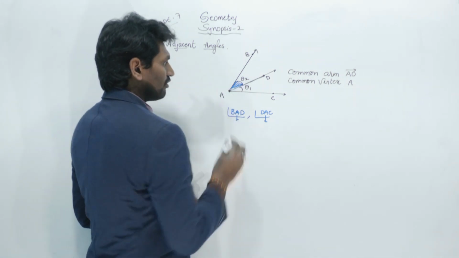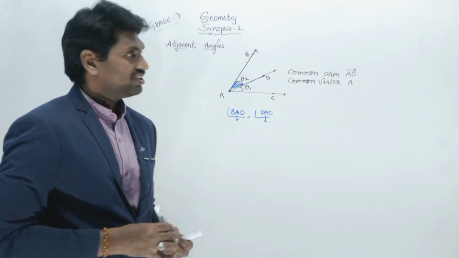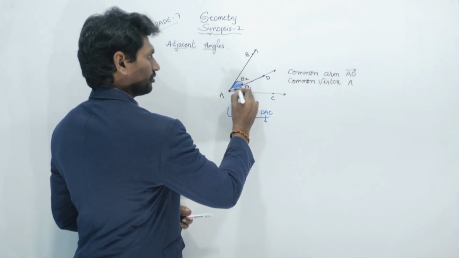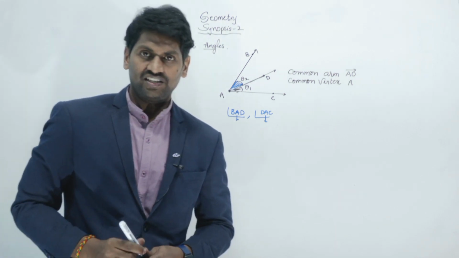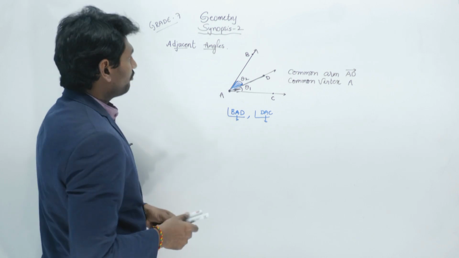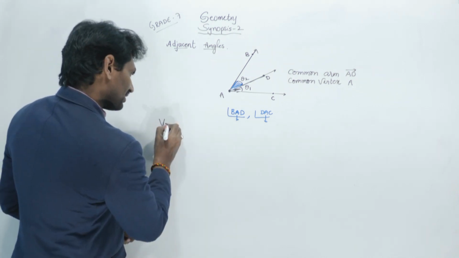Here also the angle is forming at letter A. Okay? So BAD. So these two are called adjacent angles. Okay? Right. Now vertically opposite angles.